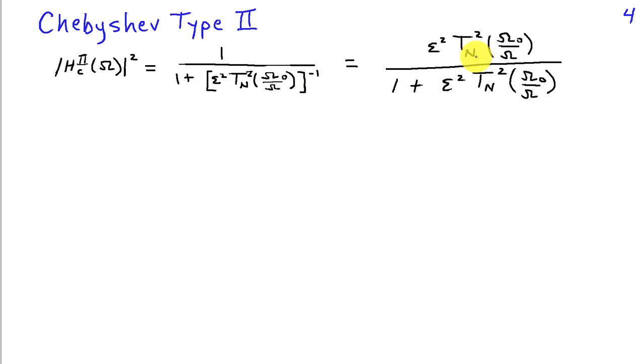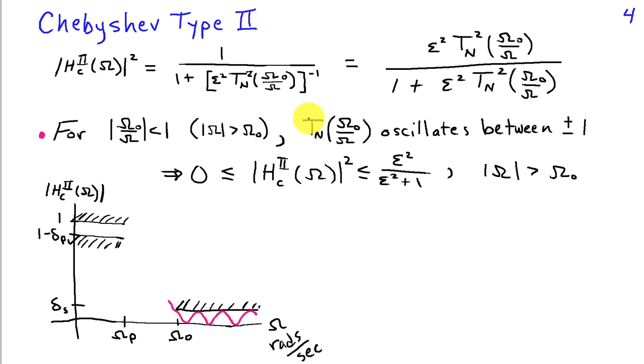You can simplify this to write it in the form where you see that you have epsilon squared, the Chebyshev polynomial squared of omega naught divided by omega, and then in the denominator we have 1 plus epsilon squared, Chebyshev polynomial squared, omega naught over omega. By putting the polynomial as a function of omega naught over omega and putting omega in the denominator, we flip the pass and stop bands.